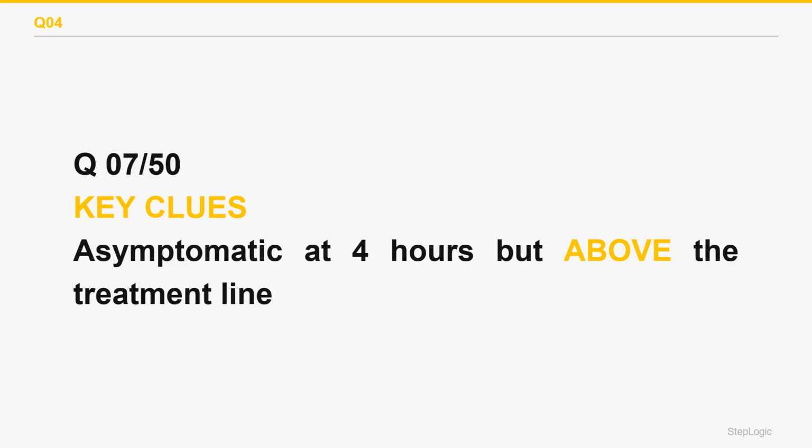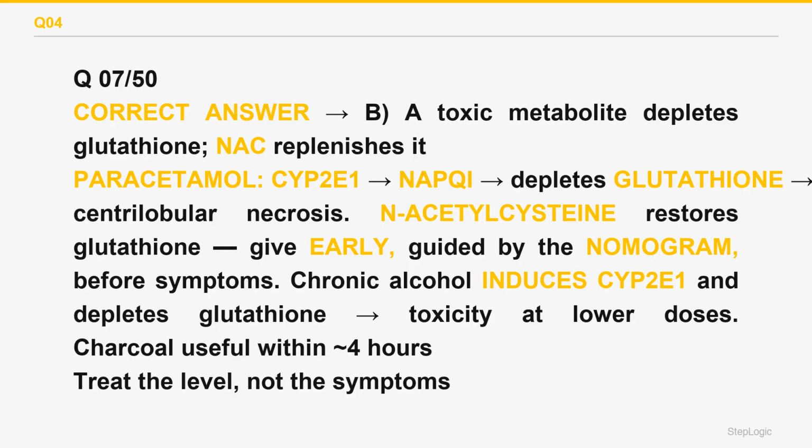N-acetylcysteine works by replenishing glutathione stores, and it is most effective given early, within 8 hours, which is exactly why treatment is guided by the nomogram in an asymptomatic patient rather than waiting for choice D's transaminase rise. The correct answer is B. The deceptive clinical course is what the question is really testing.